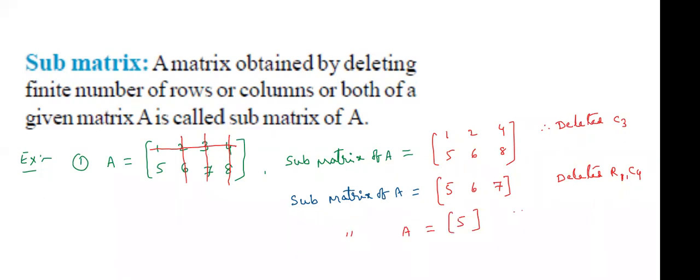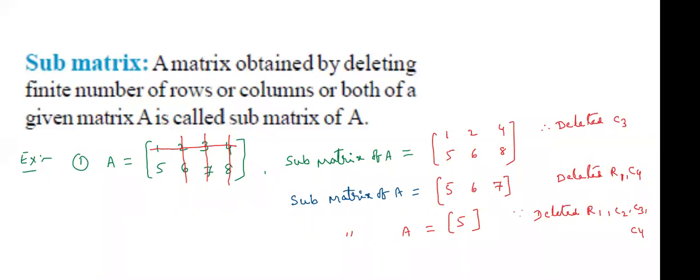So what did we delete here? R1 row, comma, C2, C3, C4. This is called one submatrix. Students, do you understand now? What is a submatrix? In a matrix, delete either a row or a column or both. That is called a submatrix of A.